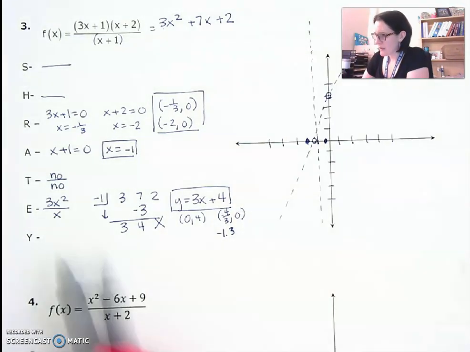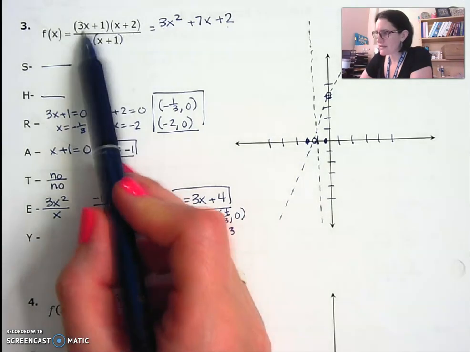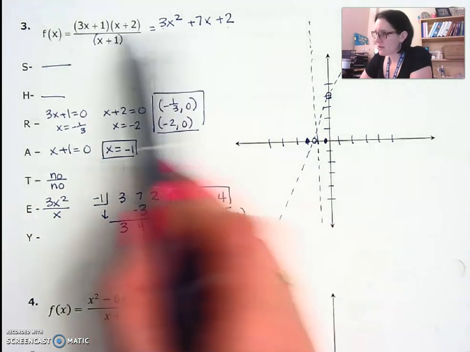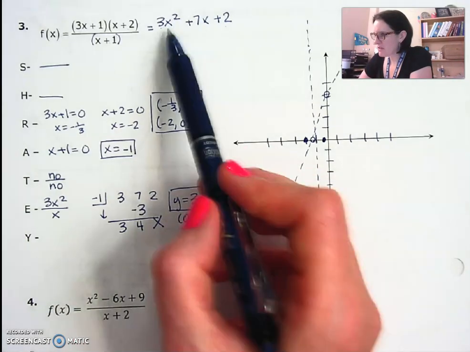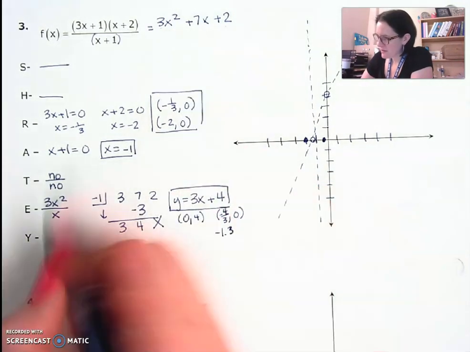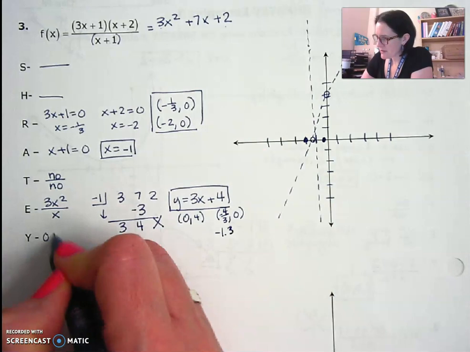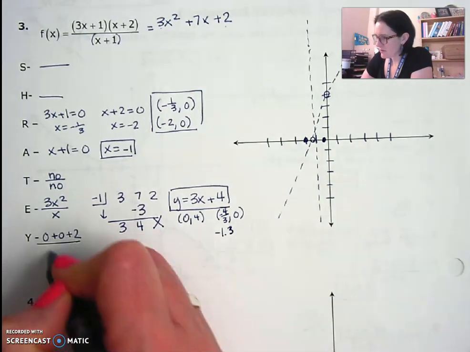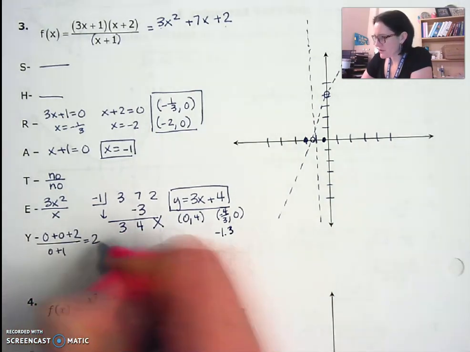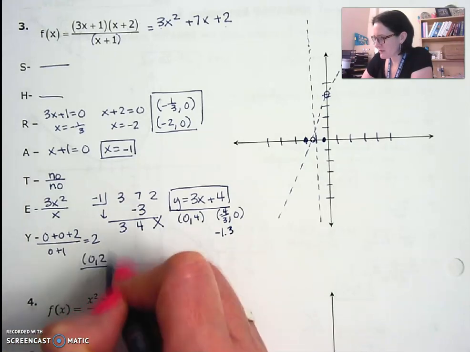All right. Now my y-intercept, I put 0 in everywhere I see an x. You can use the standard form or the factored form. I'm going to do standard form. It's just faster, I think. So 0 plus 0 plus 2 over 0 plus 1, which is 2. So my y-intercept is 0, 2.